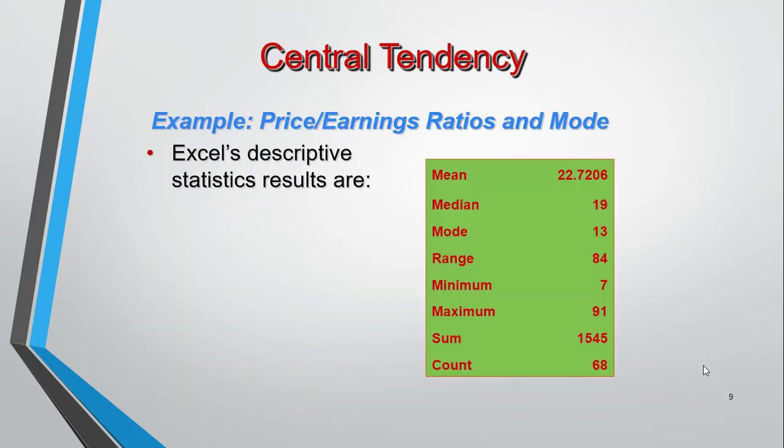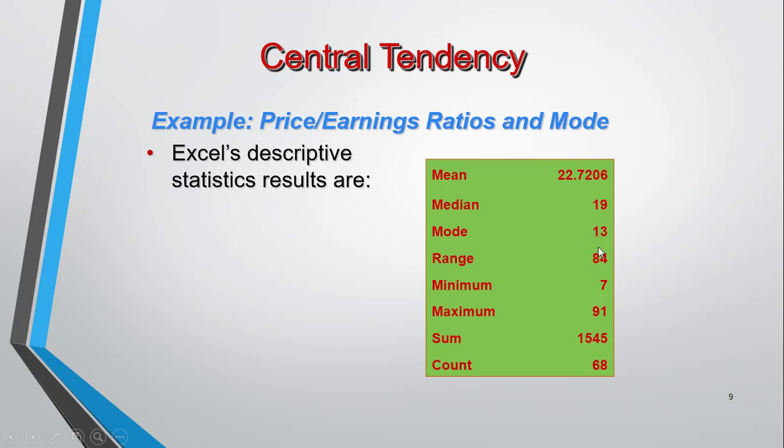You can use Excel to find the mode of the price earnings ratio. With the same data set, if you put it in Excel, this is probably what you're going to get. You get a mean of 22.72. How is this calculated? You add the price earnings ratios of all the numbers and divide by 68. The median is 19. Remember how you find the median? Sort from low to high, find the middle one, or the middle two, and average them. And the mode is 13, as I just said.